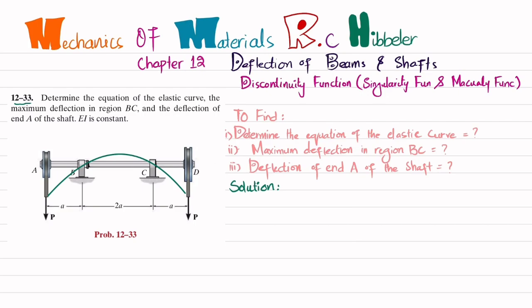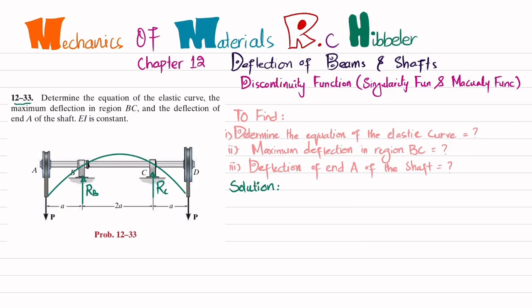So the first step is that if you remove this bearing at point B, you will have a reaction force. Let this reaction force be RB. And if you remove this bearing at point C, you will have a reaction force equal to RC. So we will first find RB and RC by using the equations of equilibrium.